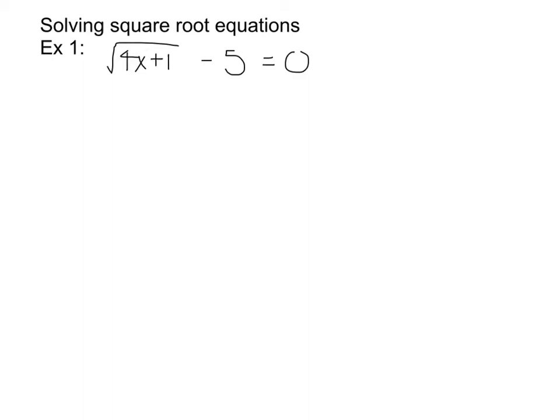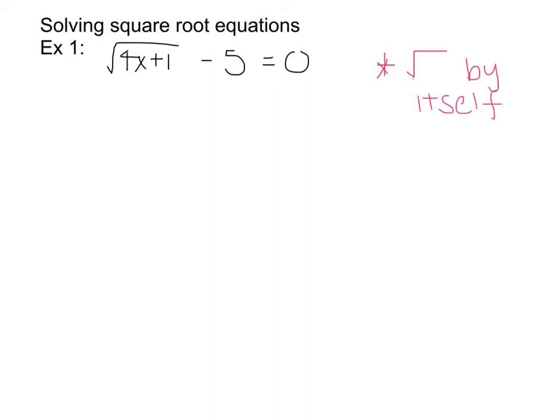The first example we're going to look at is how we solve square root equations. And this should be very simple because you guys should be very used to square roots and how to get rid of them. So the first step you need to remember is you have to get the radical, whatever the radical is, in this case it's a square root, by itself before you can do anything.